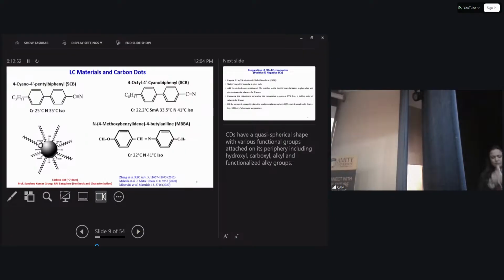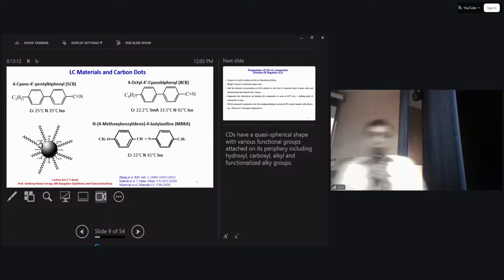It's called 5-CB. You can see the structure. It's a biphenyl compound, cyano group there, alkyl chain there, and this compound only shows the nematic phase, from 25 to 35 in this nematic phase. When you come to the second compound, it's called 8-CB. Here, you can see that this compound shows both phases, nematic and smectic A. So we can explore these two together.